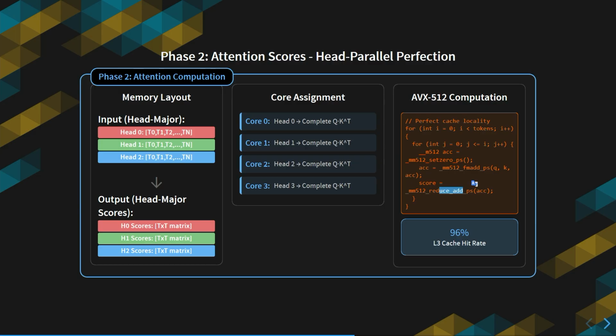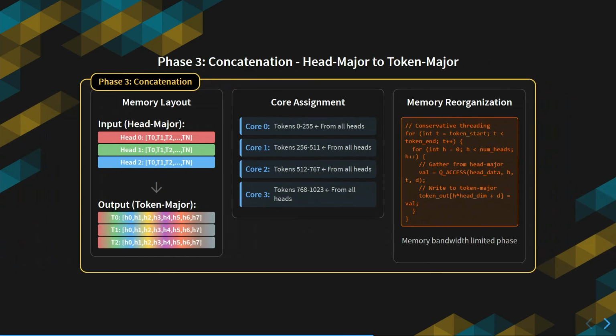And this is why the head major layout is so crucial. It enables the perfect parallelization. And then the concatenation from head major to token major. This is a very quick step. We're just basically concatenating all the heads again to form all the token embeddings back to the original dimension. And the output is token major, where each token contains data for all the heads.